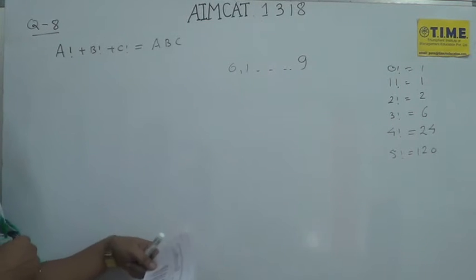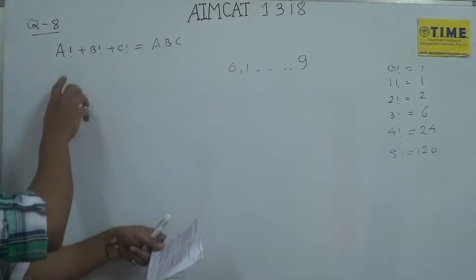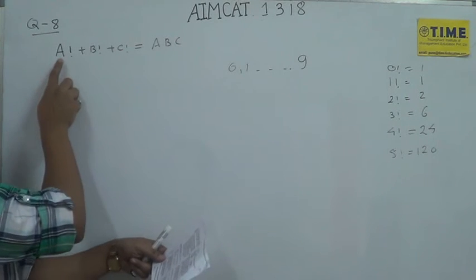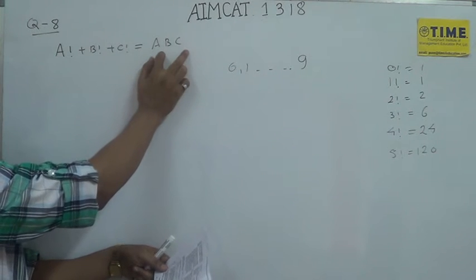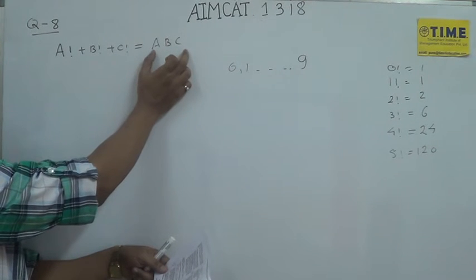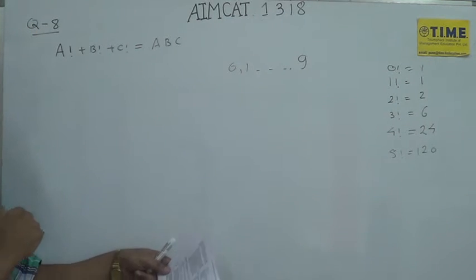Now, AIMCAT 1318, question number 8. We have to find the combination of digits a, b, c such that a factorial plus b factorial plus c factorial is abc. Now, this is not a into b into c, it's a 3-digit number, and the digits available to us are 0, 1, 2 up to 9.